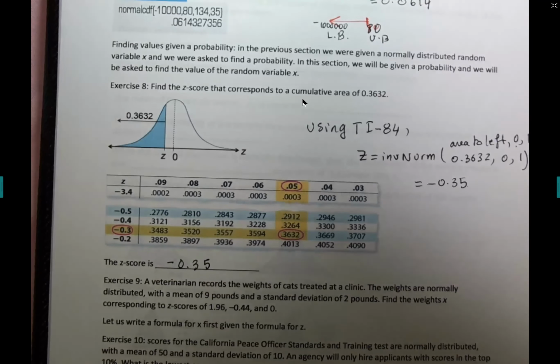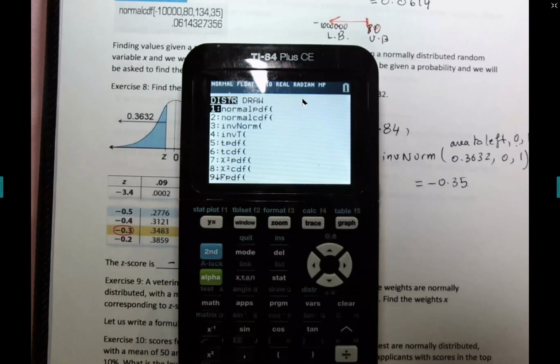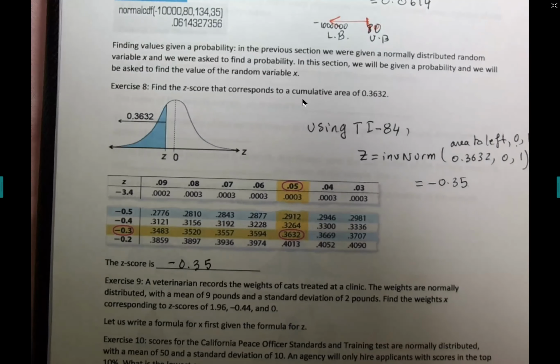So don't confuse the two, guys. You have two formulas, and I promise that I won't give you any more formulas in this chapter, just these two. The first one is used to find the probabilities, and the second one is used to find the x or the z value given the probability. So it's just the other way around. We'll do some more applications on this.